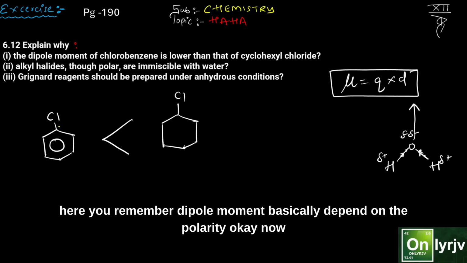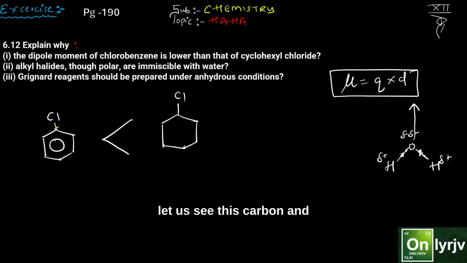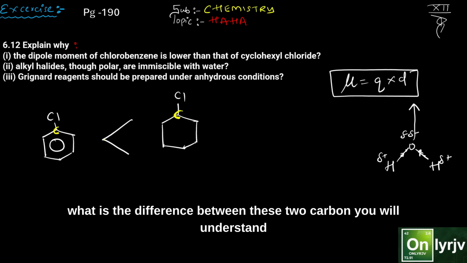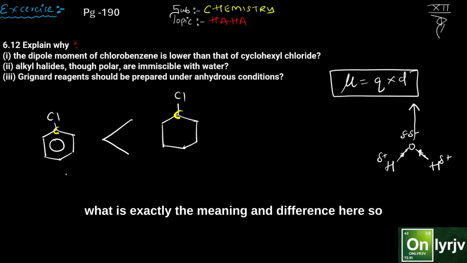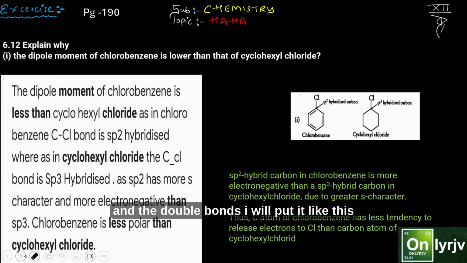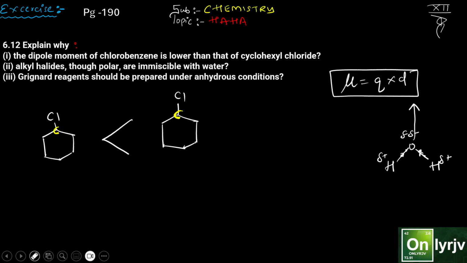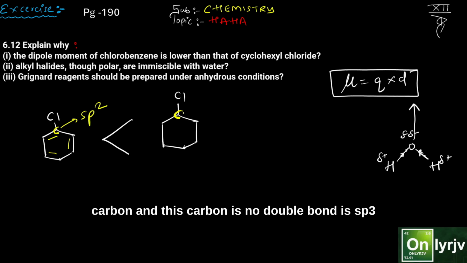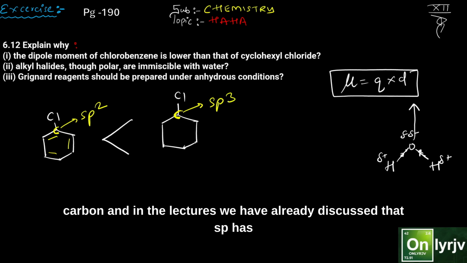Remember, dipole moment basically depends on the polarity. Now let us see this carbon and this carbon. If you get the difference between these two carbons, you will understand what is exactly the meaning and difference here. If I draw this benzene properly with the double bonds, I will put it like this. If you see, this carbon is an sp2 carbon, and this carbon, where there is no double bond, is an sp3 carbon.